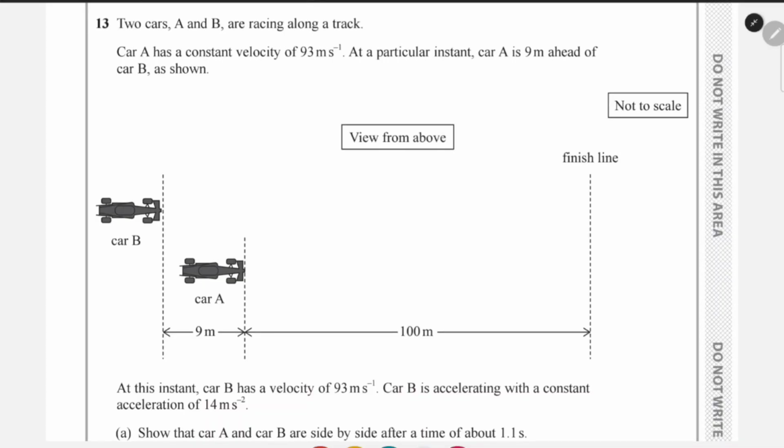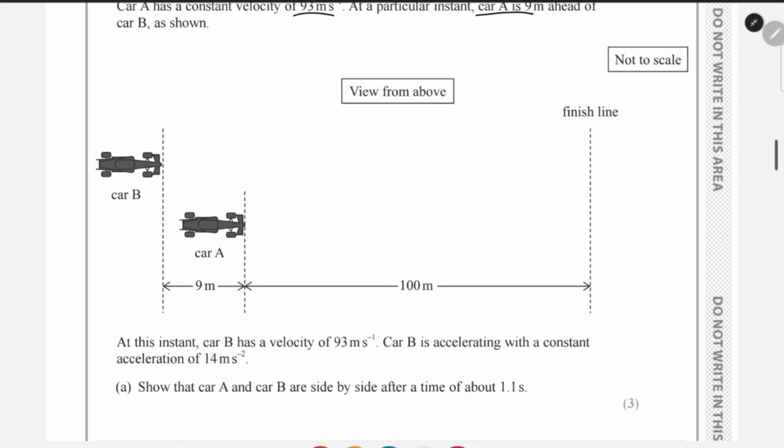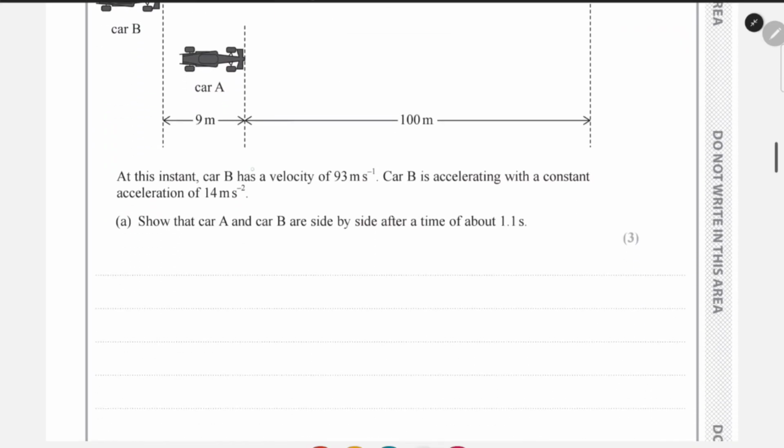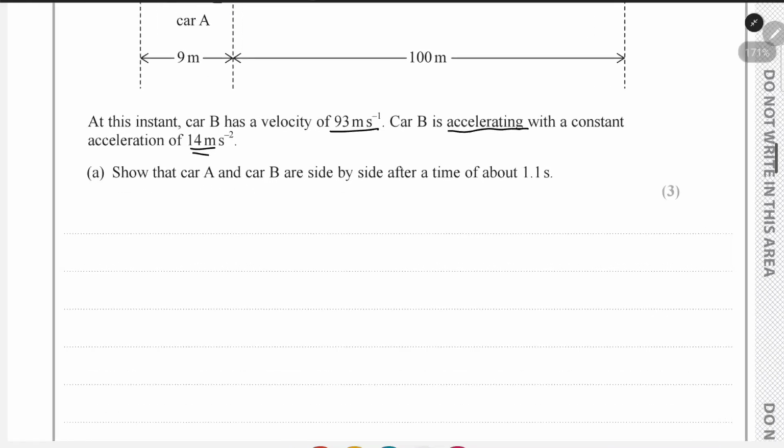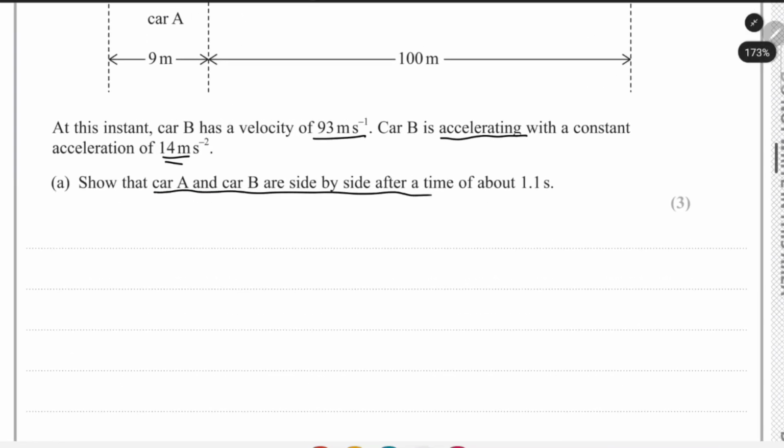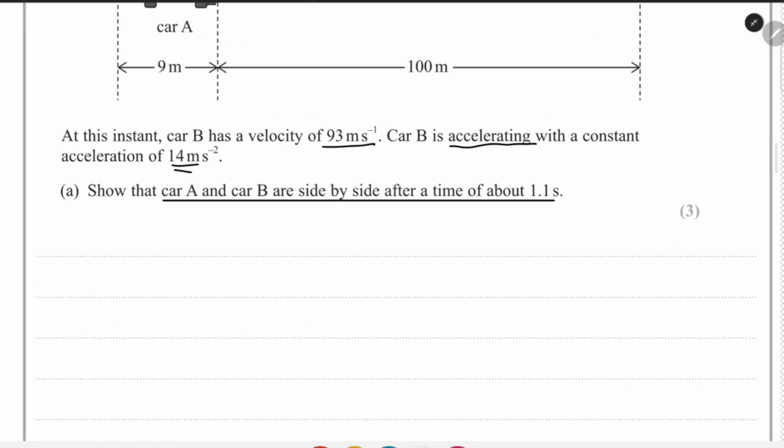Now moving to question 13. In this question, we have car A with a constant velocity of 93 meters per second. And at a particular instance, this car A is 9 meters ahead of car B. At this instance, car B has a velocity of 93 meters per second and it's accelerating at 14 meters per second squared. We need to show that the cars are side by side after 1.1 seconds.